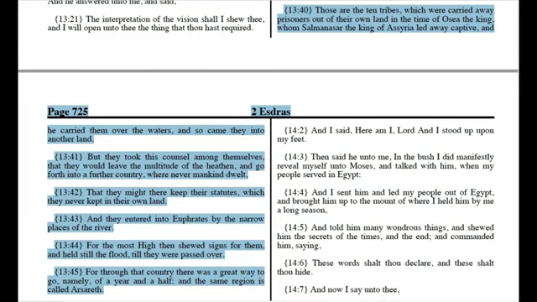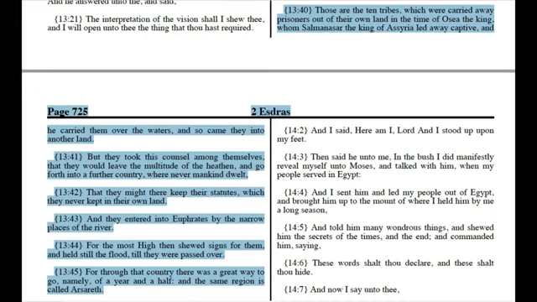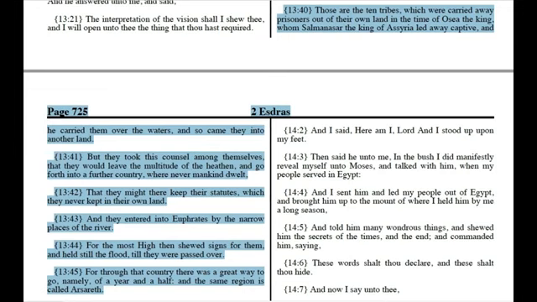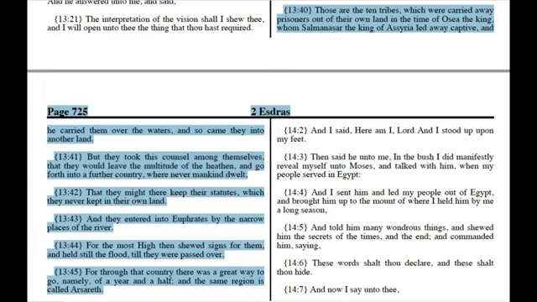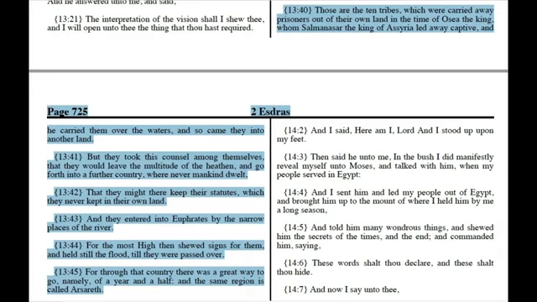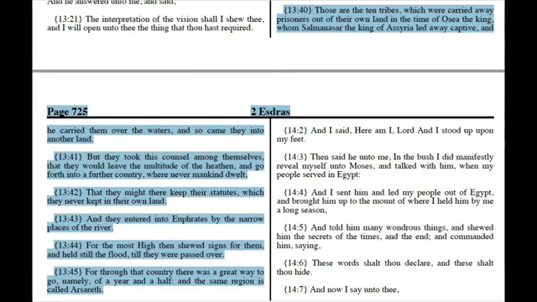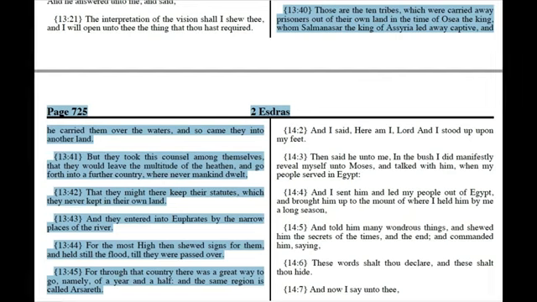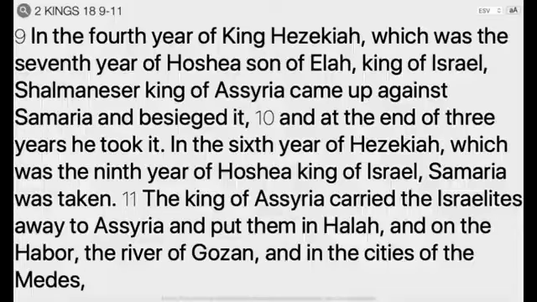2nd Ezra chapter 13 verse 40 to 46. Those are the 10 tribes which were carried away prisoners out of their own land in the time of Hosea the king, whom Shalmaneser the king of Assyria led away captive, and he carried them over the waters, and so they came into another land. So this is the same exact thing that we just read in 2nd Kings, the same exact thing. They came into another land. The other land that is referring to is the cities of the Medes.